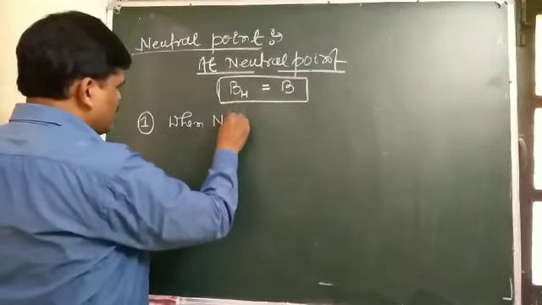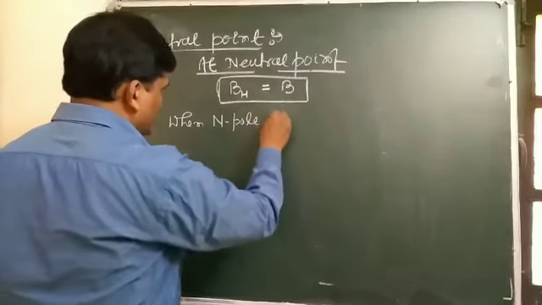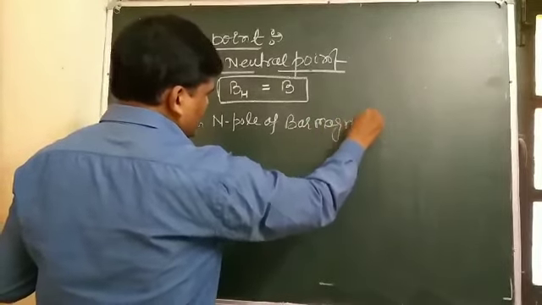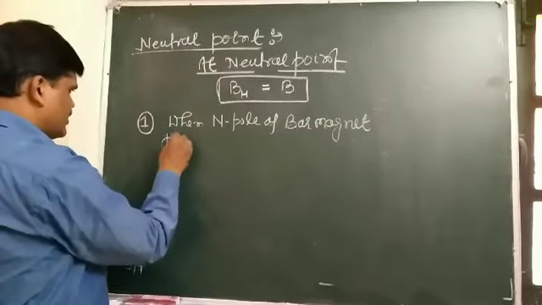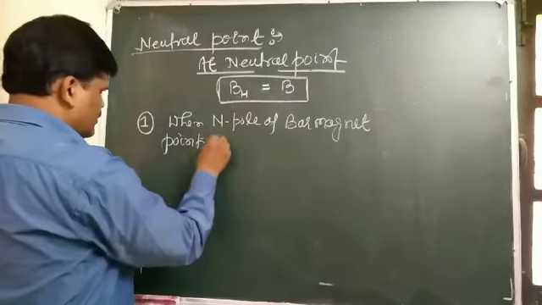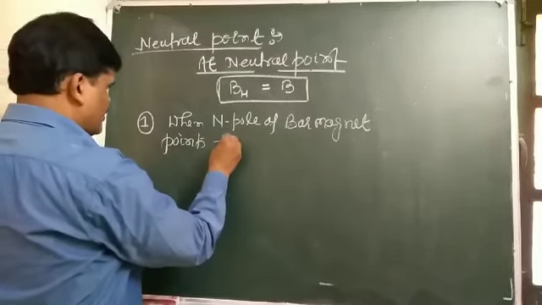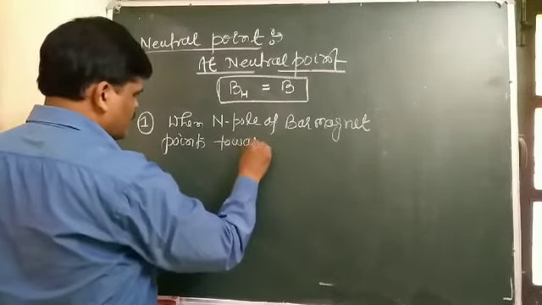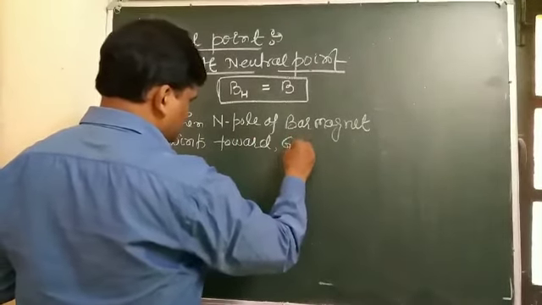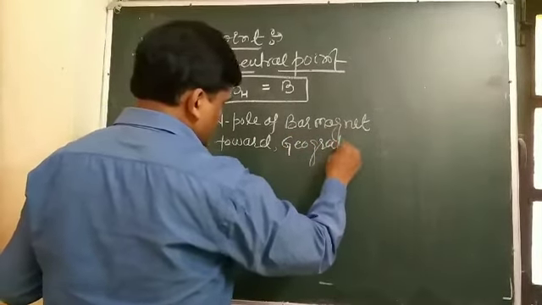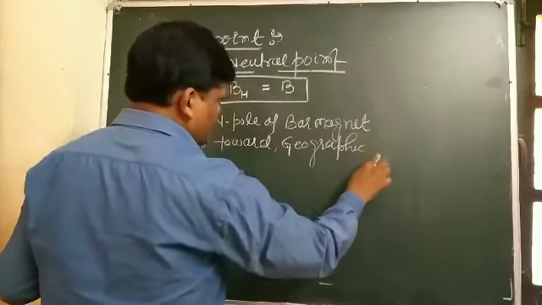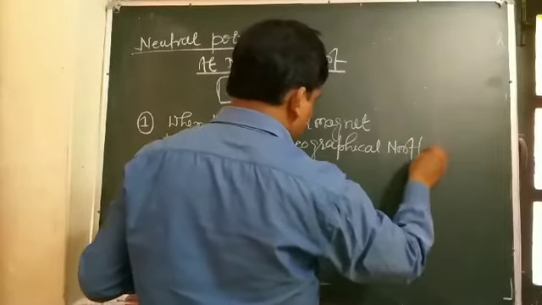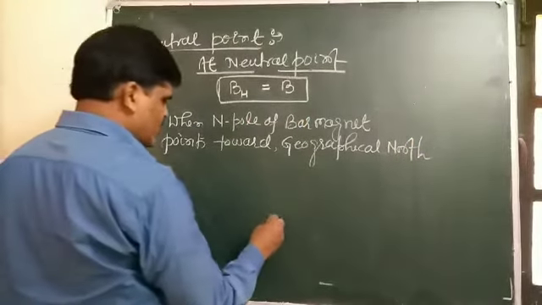And student, for the numerical point of view, when the north pole of the bar magnet points towards geographical north, when the N pole, it means what?